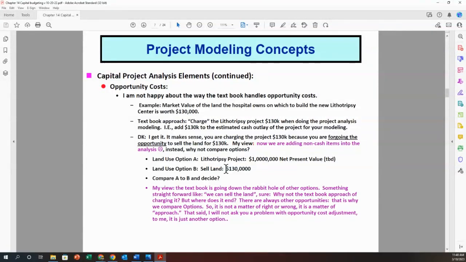It's not the way I would handle it. I would say we have option A, this lithotripsy project. It's going to cost this much money. We do the modeling. We have option B. We sell the land for $130,000. Those are our two options. Now decide what you want to do.